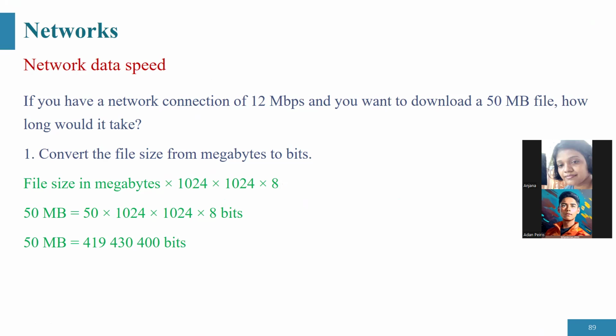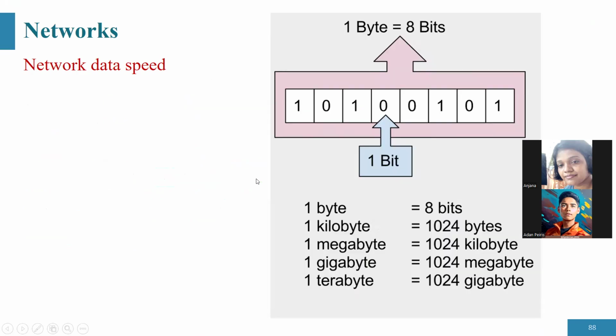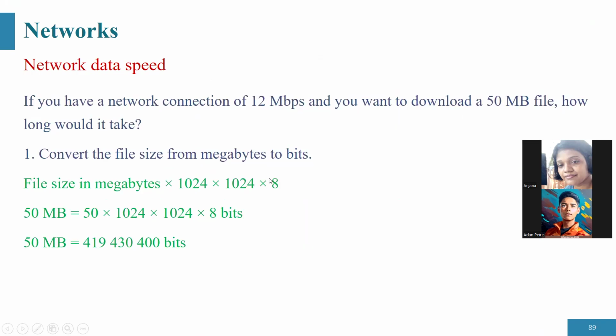So now the data is in megabytes. Why did we multiply by 1024 two times? The first time converts megabytes into kilobytes, then the second converts kilobytes into bytes. Then it needs to be converted into bits, so I multiplied by 8. Have you got this? I think you understood, no?